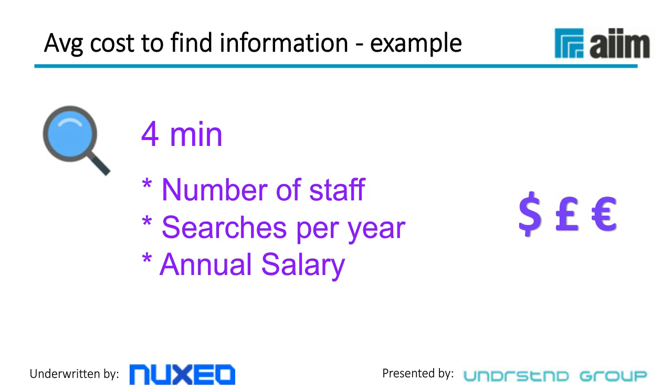The reality of what we're talking about here is that 4 minutes search time per document, per piece of information, needs to be multiplied by the number of staff that you have that are regularly searching for information. It needs to be multiplied by the number of searches that each one of those staff does per year. And it needs to be multiplied by the annual salary of each staff member doing those searches. Now, that calculation gives you the amount of money that it costs you just to find information within your business. Not to do anything with it, just to find it.